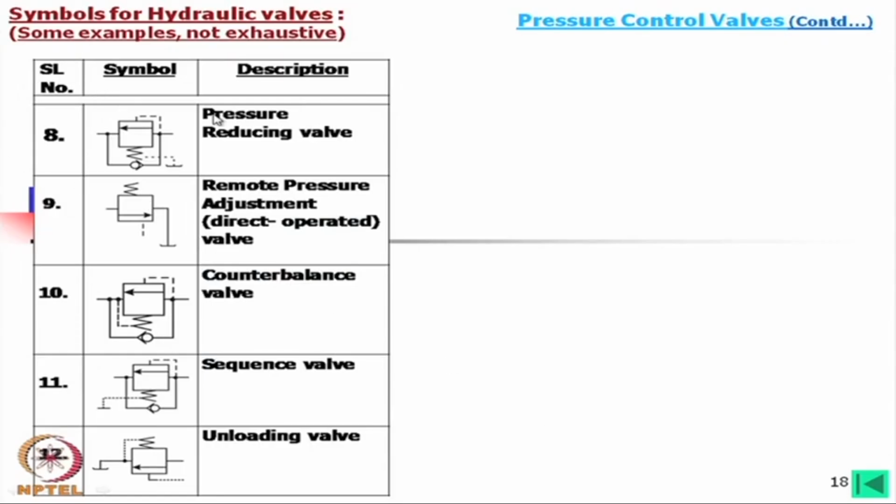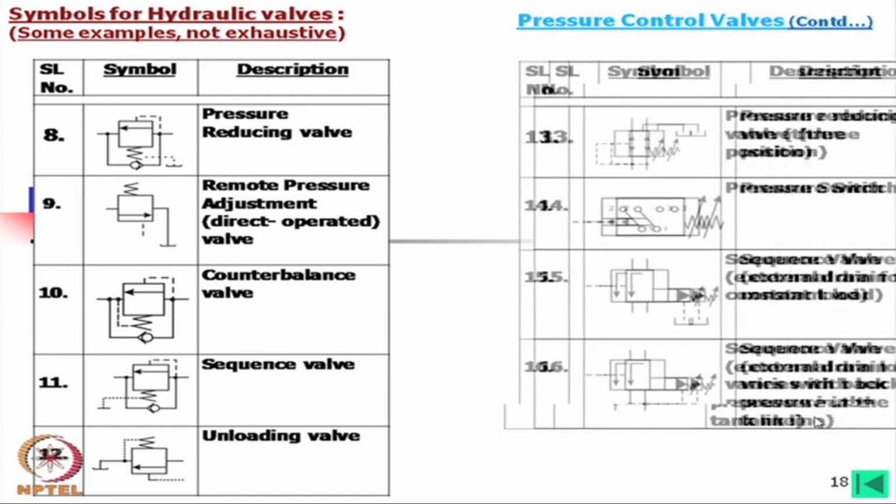Now, as you can see, this is a pressure reducing valve with a check valve here. This is remote pressure adjustment, direct operated, and a counterbalance valve looks like this one, sequence valve looks like these ones, and unloading valve. So, while you are trying to study such valves, you should study the circuit along with this, and you should spend more time to study such valves. This is for your instruction, I am just going through that, but you should spend more time to learn how these symbols are justified with their function.